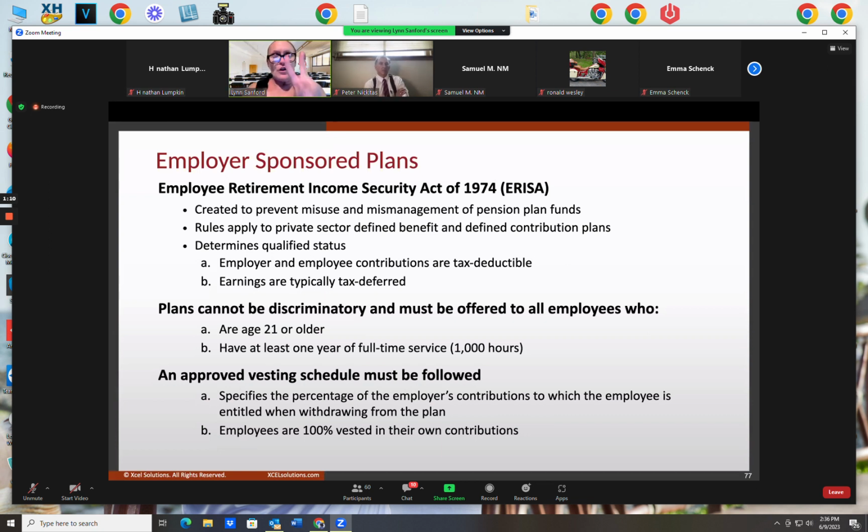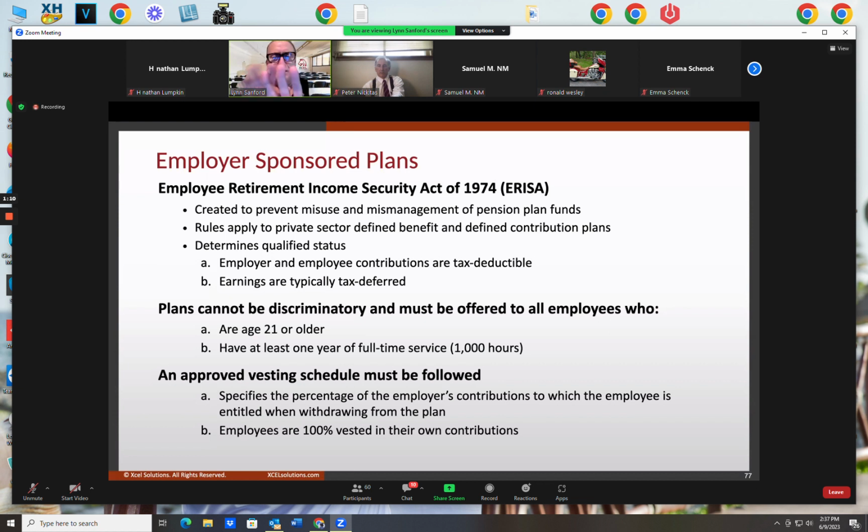So there are 3 types of defined contribution plans. And the easiest way to remember them is to look at the word contribution. It has 2 O's in it. Well, each of the examples of a defined contribution plan has O's in it. Profit sharing plan, O in the word profit. Stock bonus plan, O in the word stock, O in the word bonus. Money purchase plan, O in the words money and purchase.